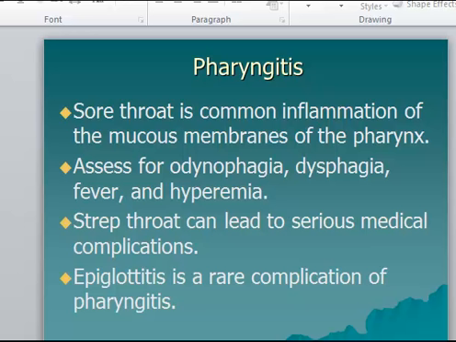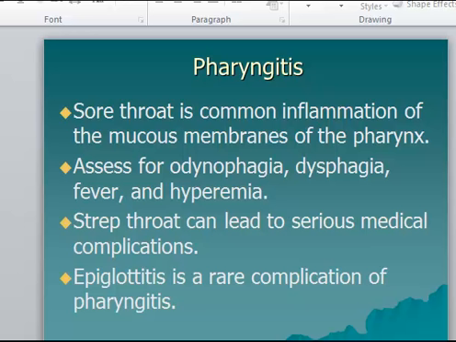caused by a virus. The patient with pharyngitis usually has a sore throat and dryness, throat pain, pain on swallowing, which is also called odynophagia, difficulty swallowing, and fever. It's often difficult to distinguish on physical assessment which is viral and which is bacterial. It gives you a chart on page 643 regarding viral versus bacterial pharyngitis.